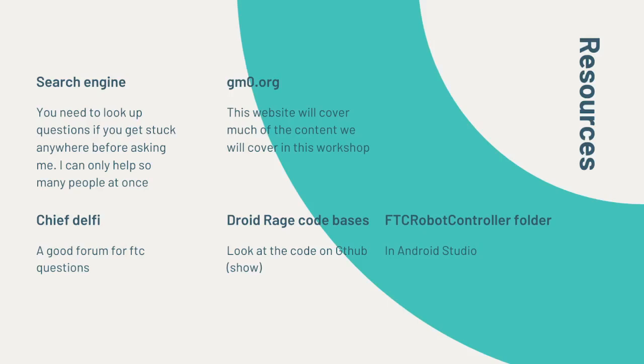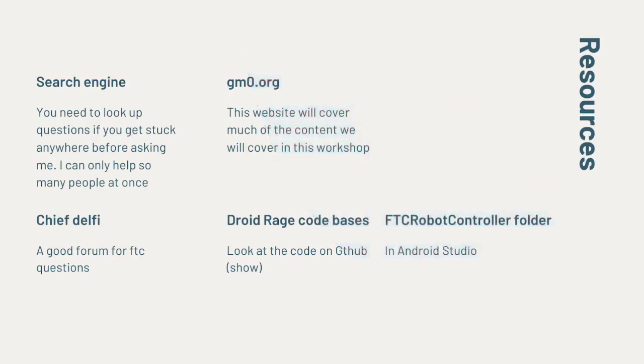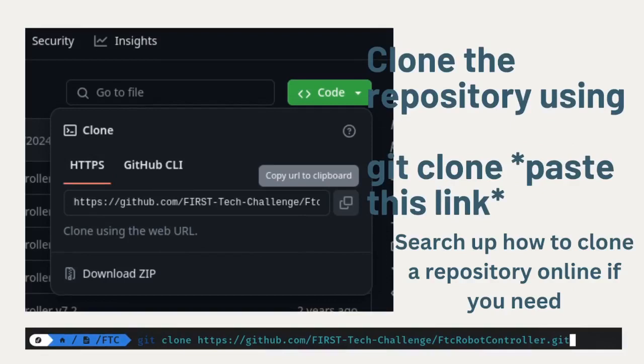And then just gm0.org, you can just type in that website, you'll find it right there. You're going to click the software section because we're software. And then I'm sure, hopefully, you know how to use a search engine. And I wouldn't worry too much about Chief Delphi, but it'll probably come up when you look up things.